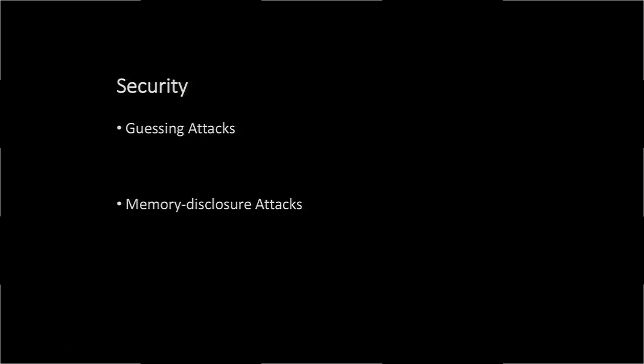Now coming to the evaluation, similar to other randomization schemes, we have to consider two main attack vectors, which are guessing attacks, so that the attacker just guesses the right location because of low entropy, and memory disclosure attacks, where there's some form of reference in the memory to the page tables.